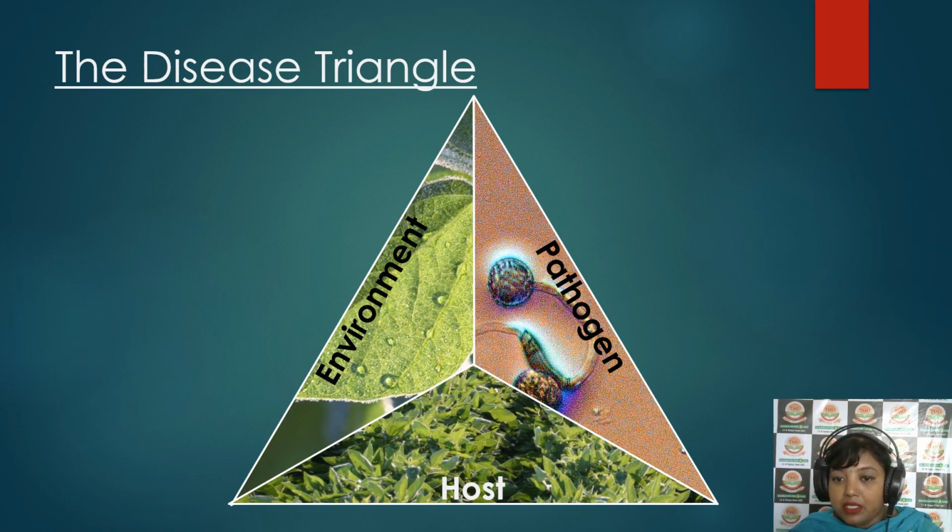If pathogen and host are present but the environment is missing, then also the disease will not occur. And if the environment is there and the host is there but the pathogen is missing, then also the disease won't occur. So all three, environment, pathogen, and host, are responsible for the disease to develop.